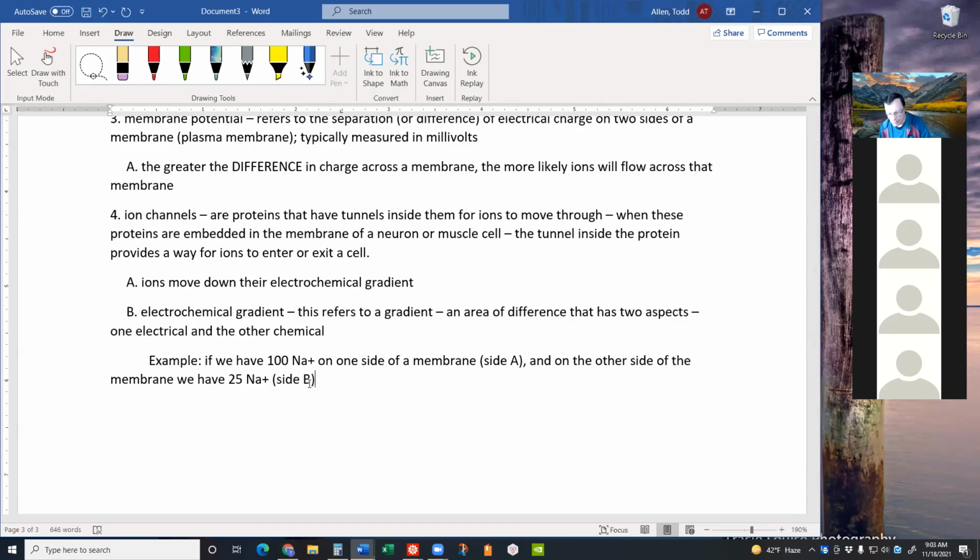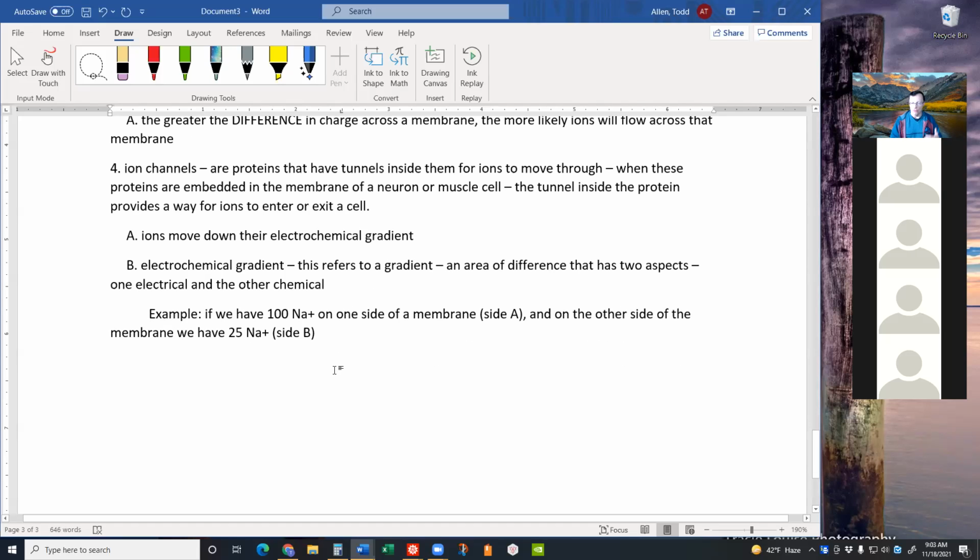In this kind of scenario, hopefully it is clear to you that the sodium ions on side A are going to move towards side B, not the other way. The area with greater positive charge and greater number of ions, which is to say atoms, is going to have those ions move to the area where there are fewer. So some of the 100 sodium ions in side A start to migrate across the membrane to side B.